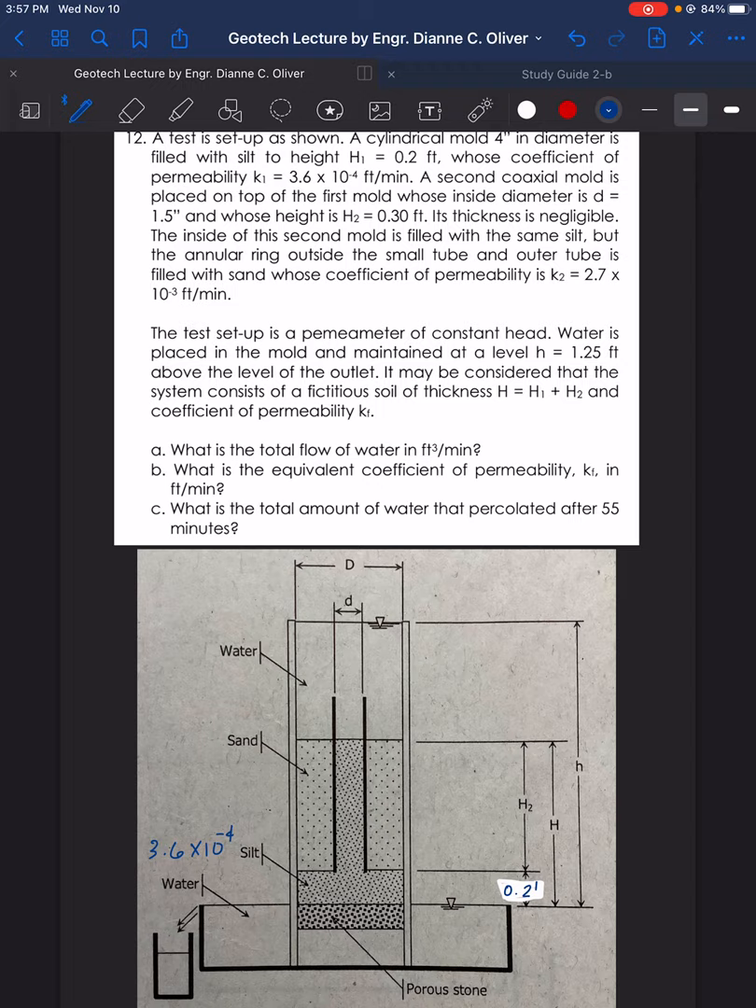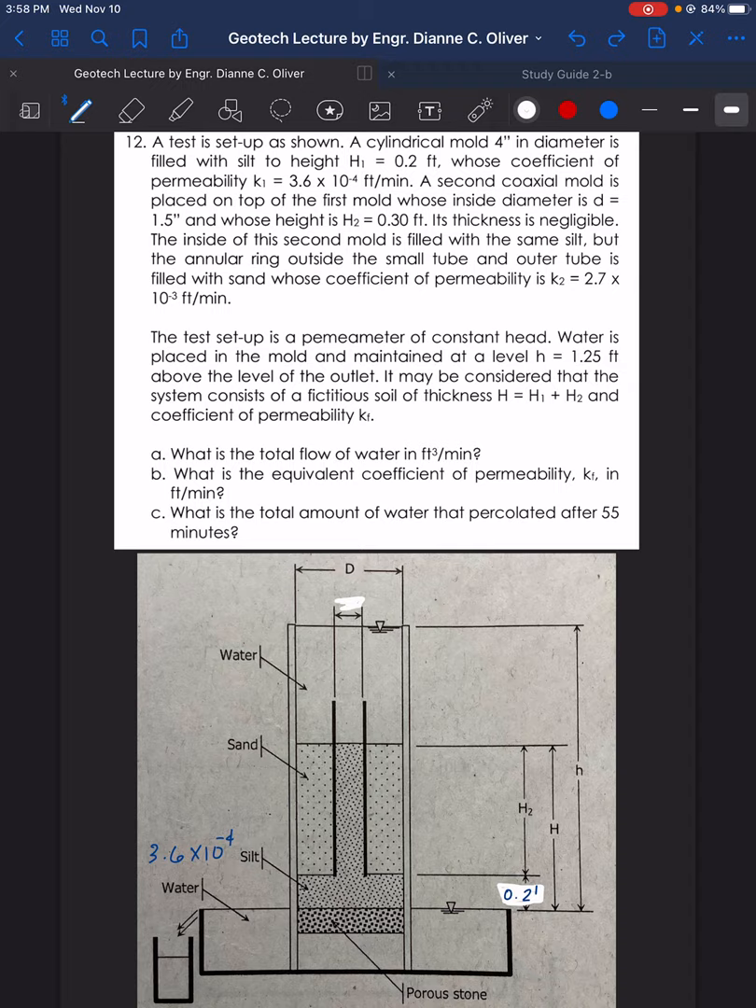A second coaxial mold is placed on top of the first mold whose inside diameter is D equal to 1.5 inches. So this is the second mold, the smaller one. Now, we observe that it's talking about feet, so let's convert the diameters into feet also. The smaller diameter here and the bigger diameter.